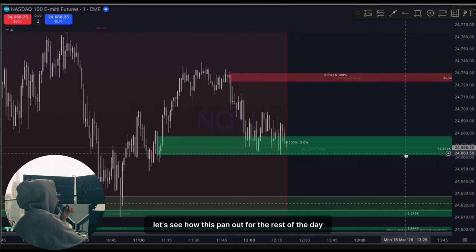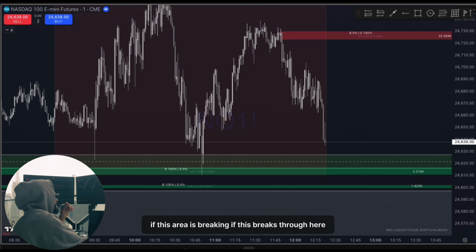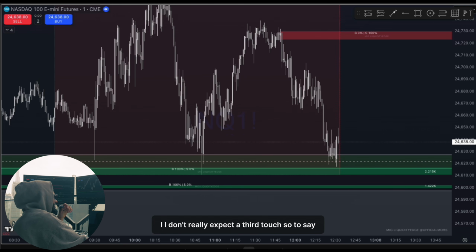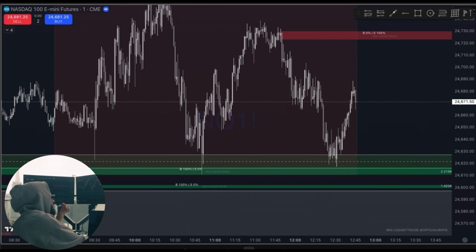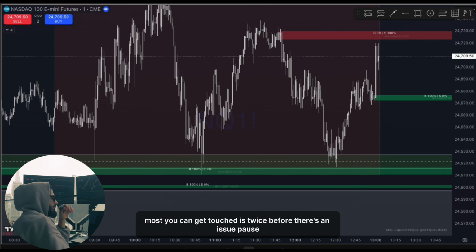Anyway, let's see how this panned out for the rest of the day. If this area is breaking, if this breaks through here, I don't really expect a third touch, so to say. I'm pretty sure the most you can get touched is twice before there's an issue. Pause.